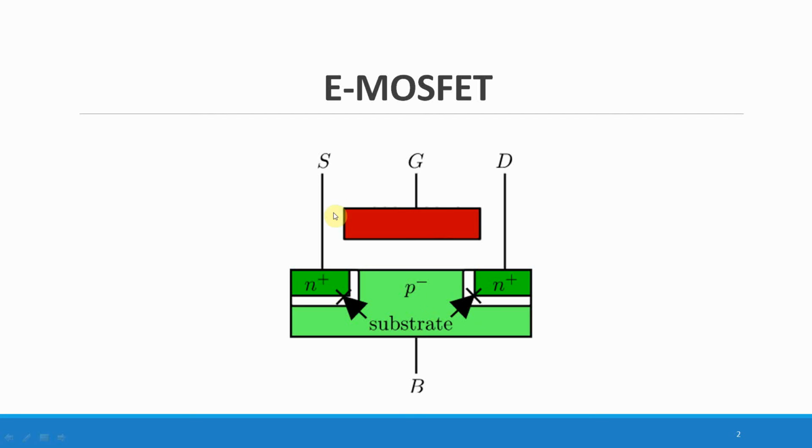As we know, the source and the drain are heavily doped in enhancement type MOSFETs, and the body is lightly doped. So I am representing it with P minus, and source and drain are represented by N plus. We know that when we combine P and N type material, a diode forms. That's why I am showing a diode here and a diode here. These are the little changes I have made for better understanding.